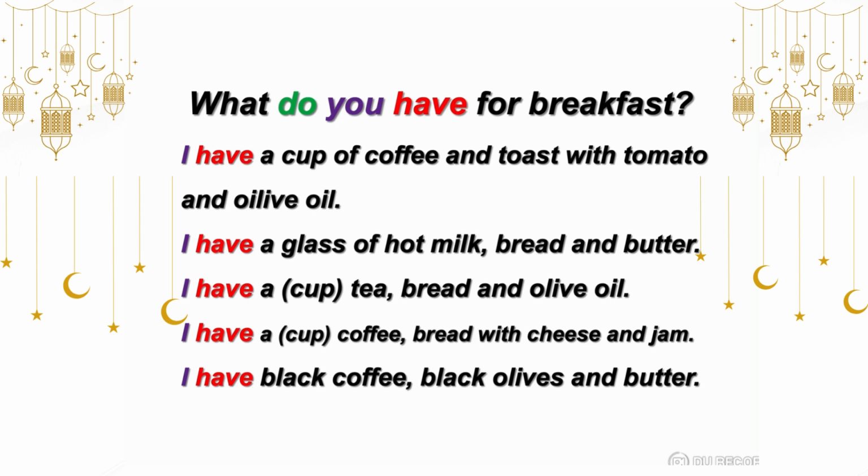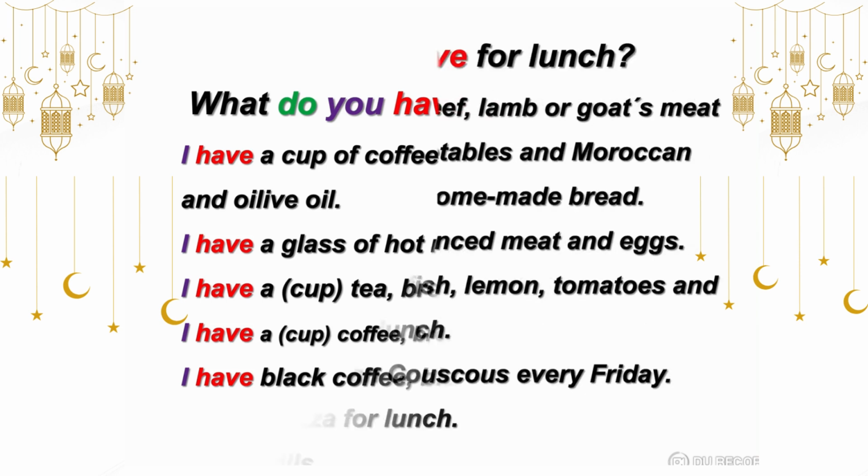I have a cup of coffee or a coffee, bread and cheese and jam. And the last answer, I have black coffee, black olives and butter. So you see that the answer, we have subject, verb and the complement. So to try to practice these examples, let's go to the next slide.